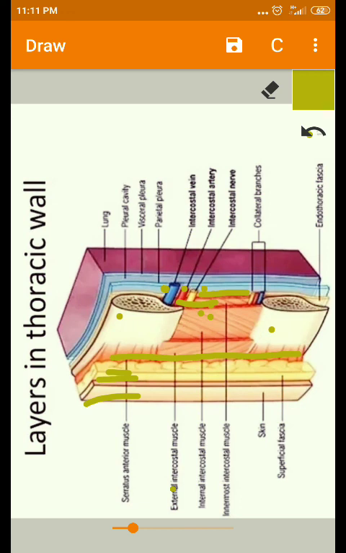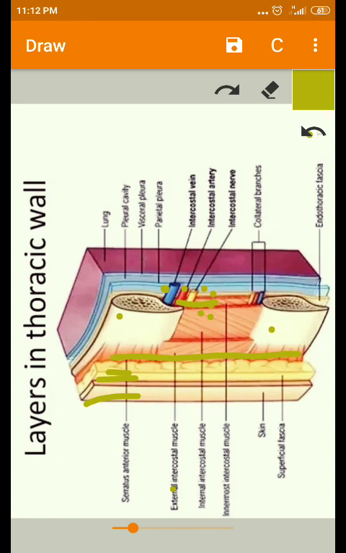After that, on the inner side of this thorax, you will have another fascia called the endothoracic fascia, and after that you will have the pleura. Pleura consists of two layers: the outer parietal layer and the inner visceral layer. That inner visceral layer is covering the lung, and the space between these two pleurae is called the pleural cavity. So these are the layers present in the thoracic wall.